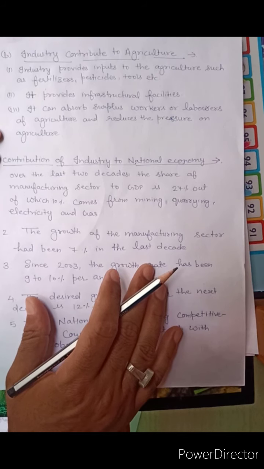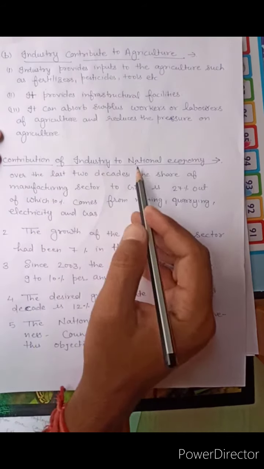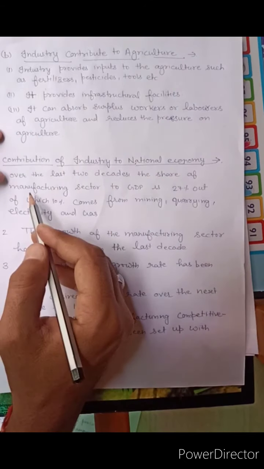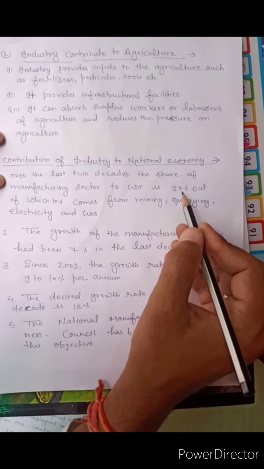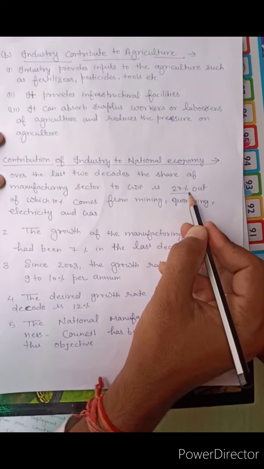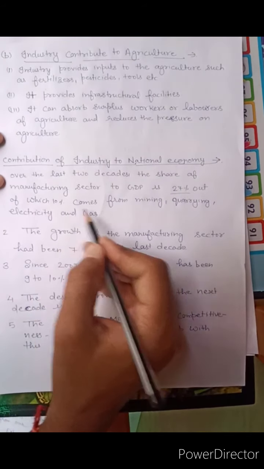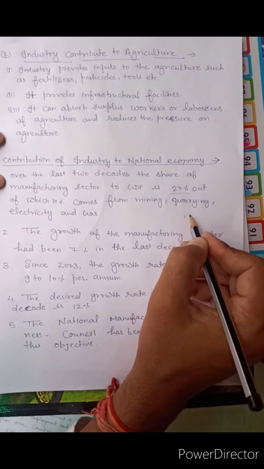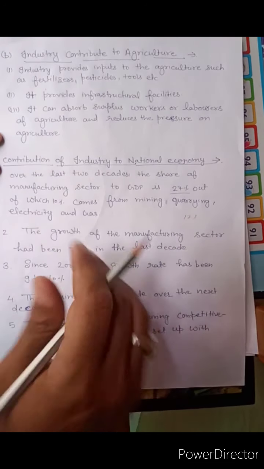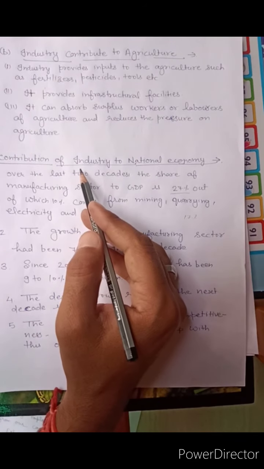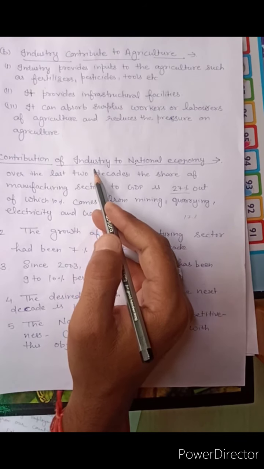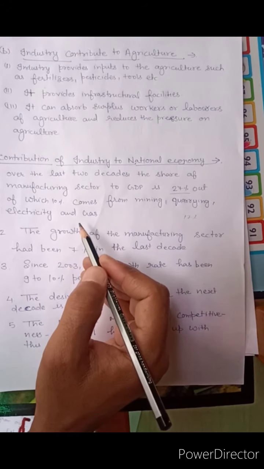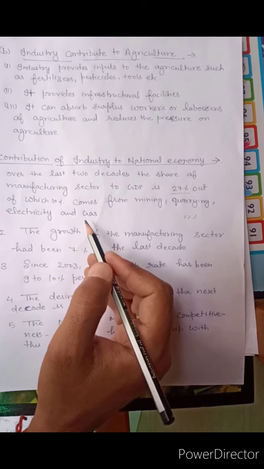Next concept is: what is the contribution of industry to the national economy? Over the last 2 decades, the share of the manufacturing sector to GDP is 27%. Total contribution 27%, of which 10% comes from mining, quarrying, electricity and gas. So we have 17% mainly contributed from where? From the industry. This is much lower in comparison to some East Asian countries where it is 25 to 35%.